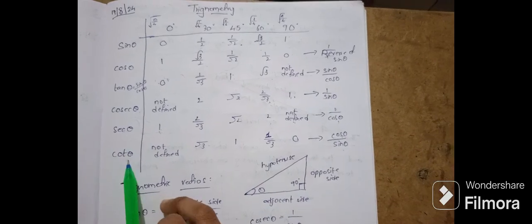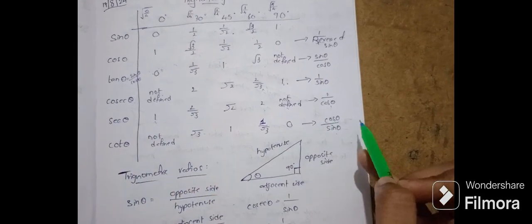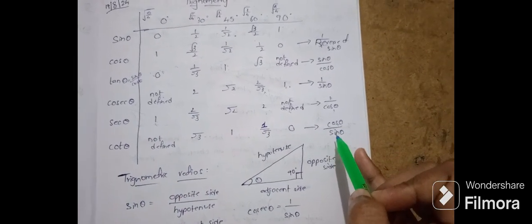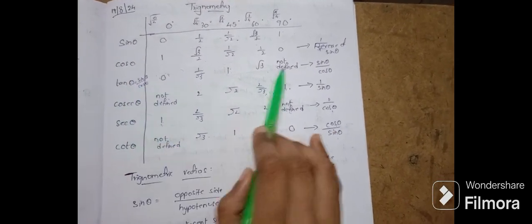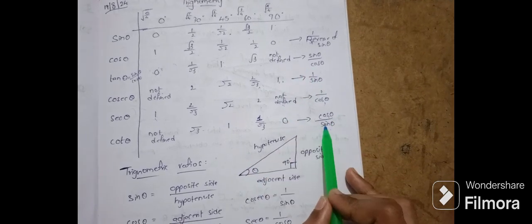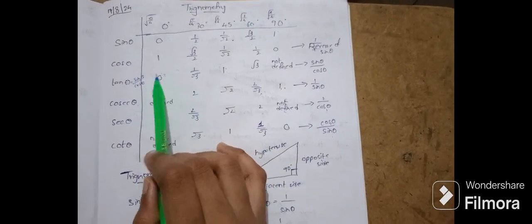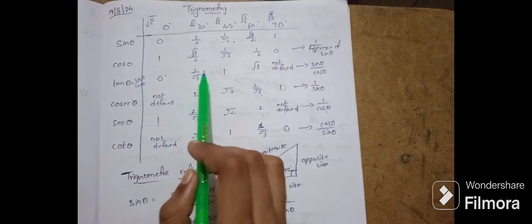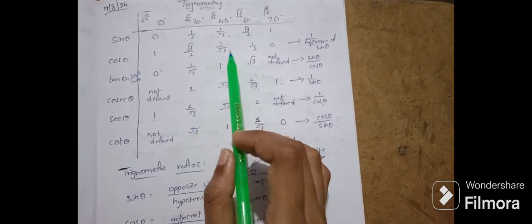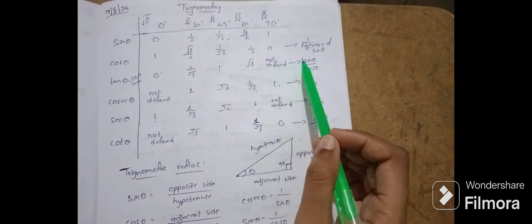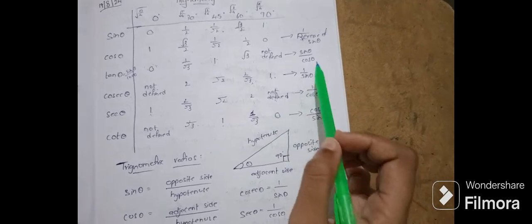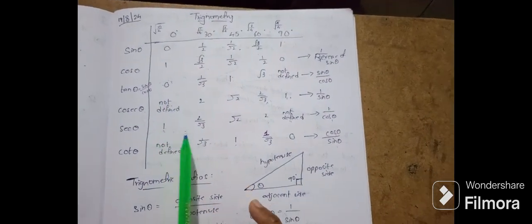In the same way, the cot theta value can be obtained by doing cos theta by sin theta, or we can just do 1 by tan theta, because here tan theta is equal to sin theta by cos theta, whereas cot theta is equal to cos theta by sin theta, that is reversed. So we can just do it as 1 by tan theta here, that is 1 by 0 is not defined. 1 by 1 by root 3 is root 3 here, and 1 by 1 is 1. Here 1 by root 3. Here 1 by not defined means 0. So in this way, these trigonometric ratios can be found.